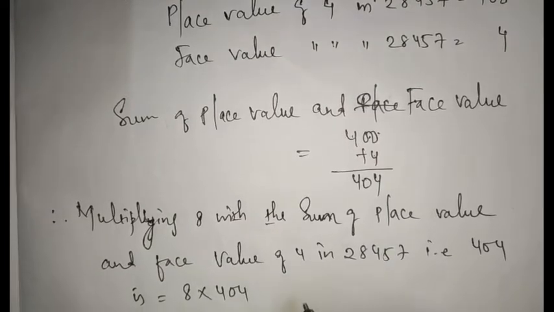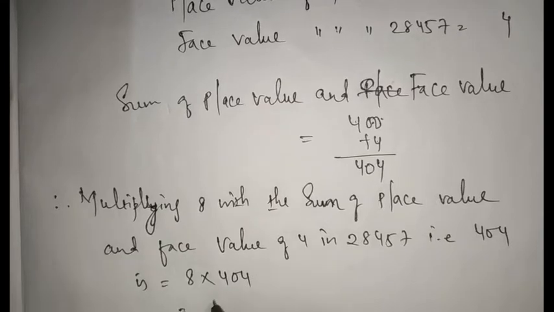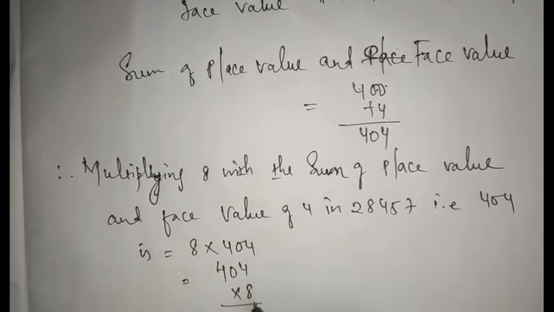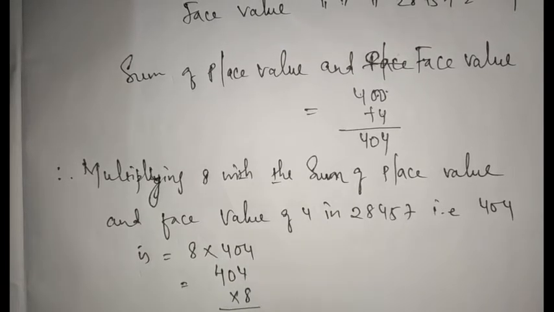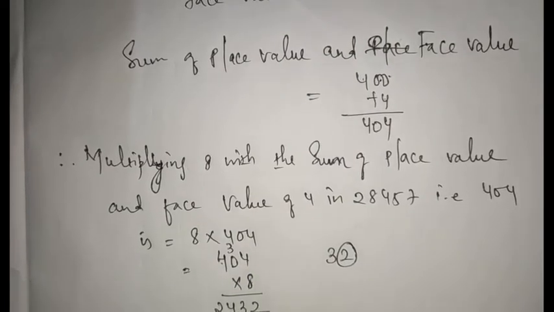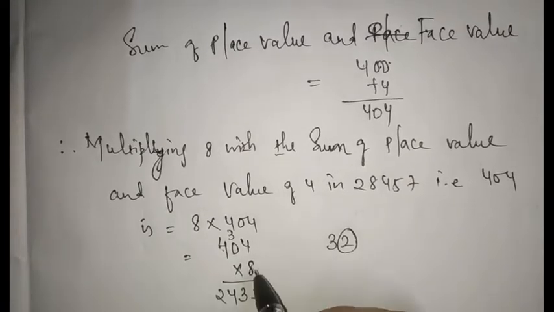So what you can do here, you can use the simple multiplication technique. When you multiply this, 8 4s are 32. So this 2 you are going to write here, 3 will be in hand. 8 0s are 0, 0 plus 3 is 3, and 3 8s are 24, right? So your answer is 2432.